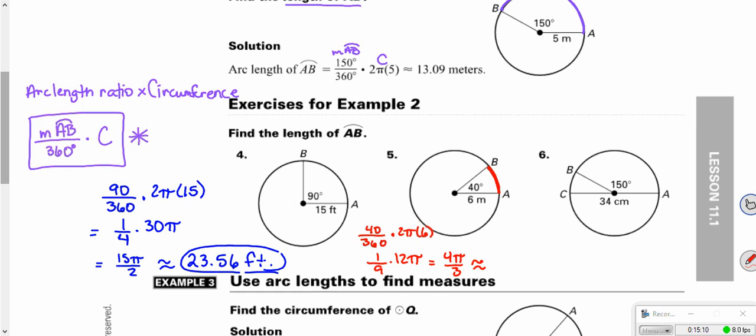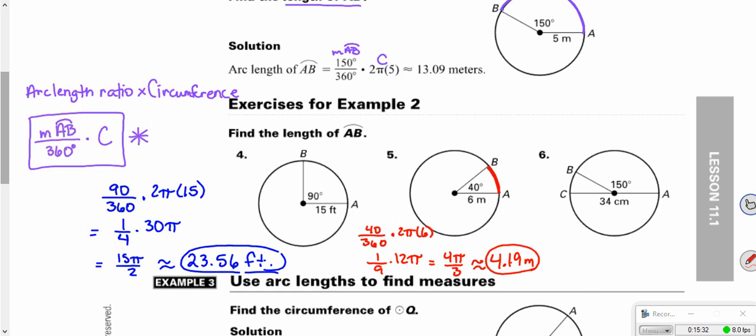which you could just poke into a calculator from the beginning, I guess, 4.19 meters. I'm used to giving exact answers in my upper level classes. So you could have just poked the 40 over 360 times 2 pi 6 into a calculator at the very beginning. I'm just used to reducing.